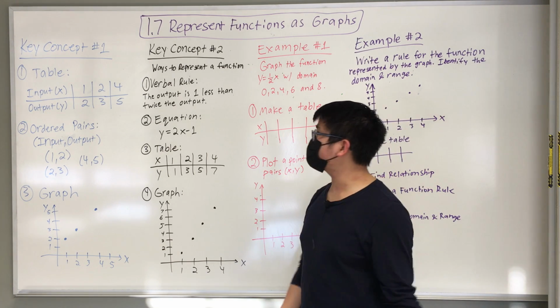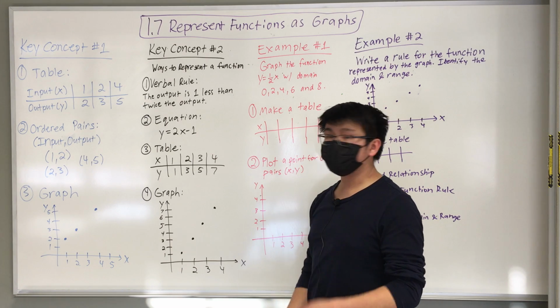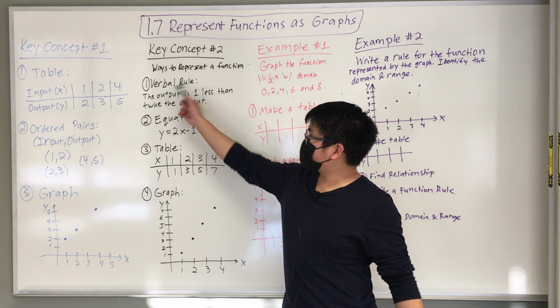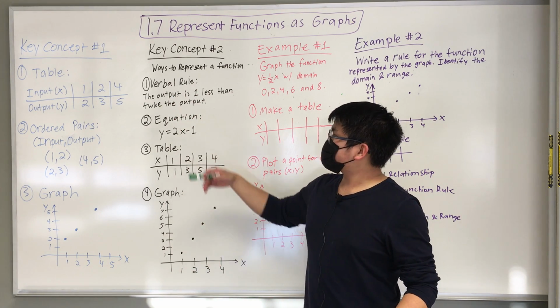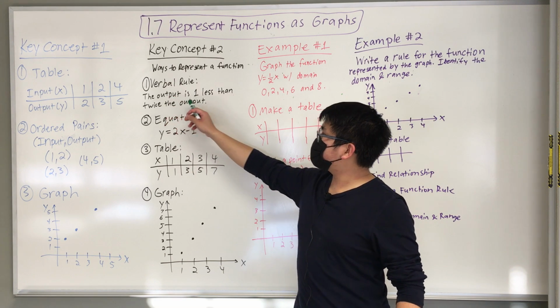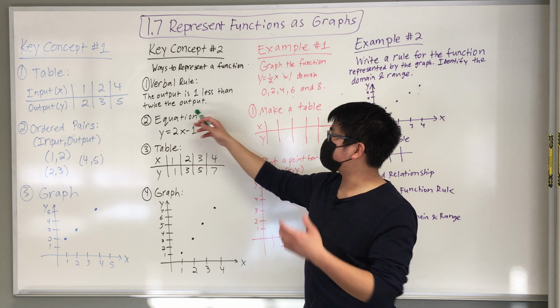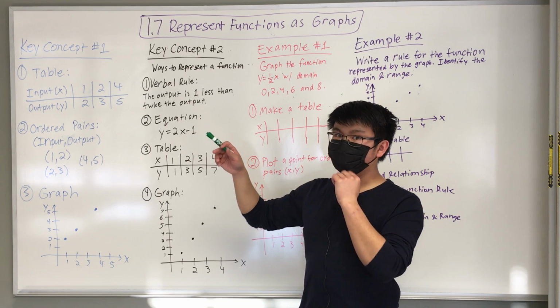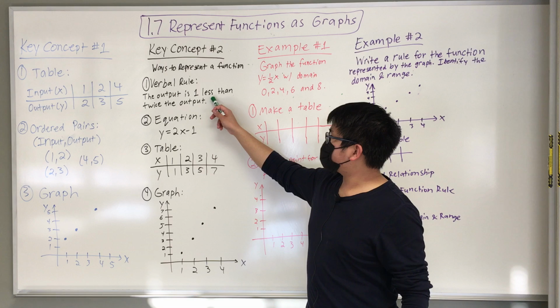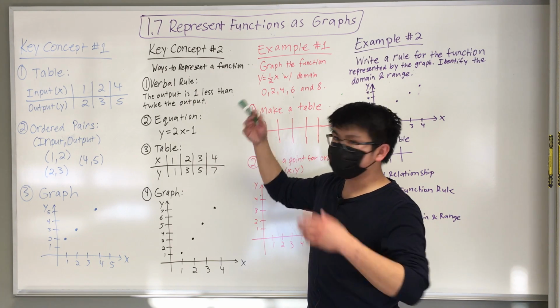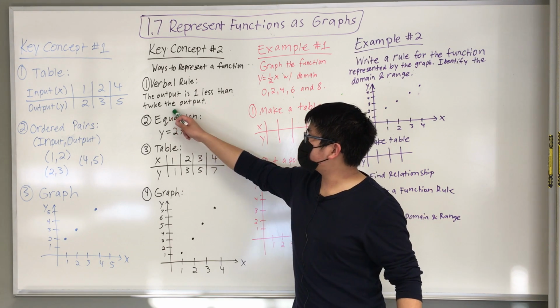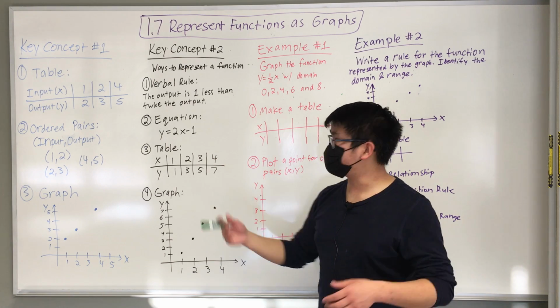There are 4 ways that we can represent a function. And what are those 4 ways? The first one is by a verbal rule. Let's take a look at this example. It says the output is 1 less than twice the input. So 1 less than twice the input. You guys remember from the previous lessons, we talked about less than. Less than is an example of subtraction, and twice the input is an example of multiplication.